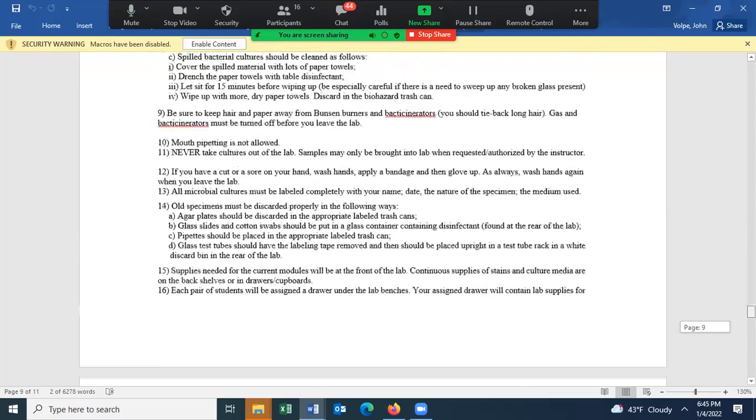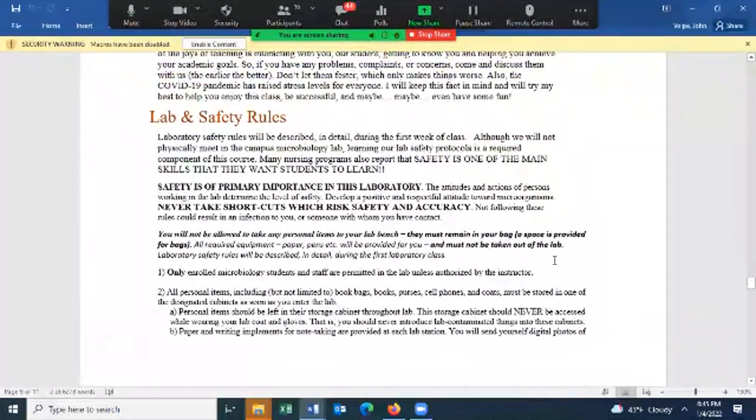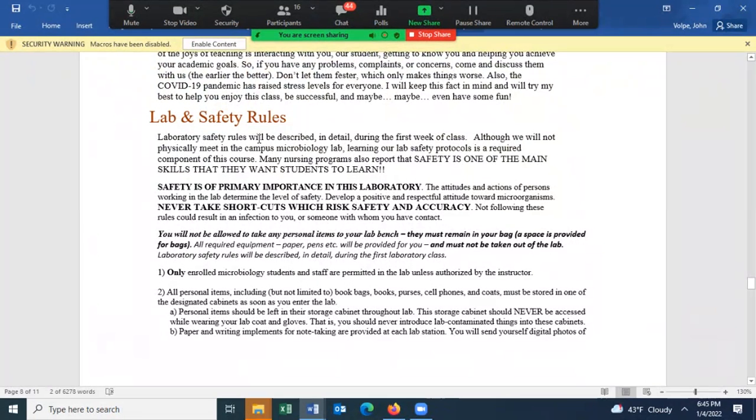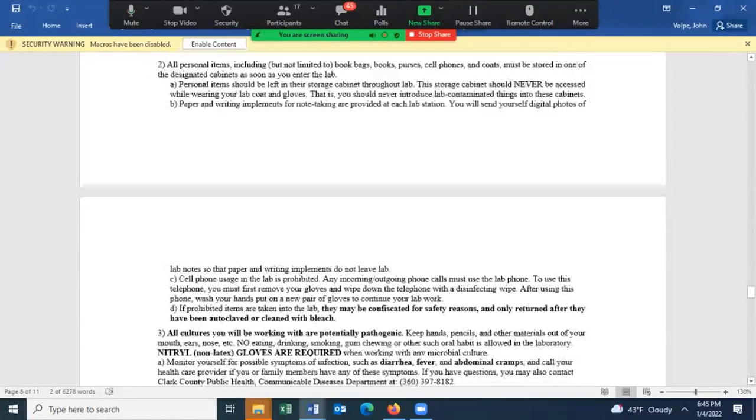All right, so read the laboratory safety. You will be quizzed on this, and you really should know how to follow laboratory safety because you're taking microbiology, and once you leave and work in a health care facility, you should be following microbiology lab safety rules, so you should read through these. Any questions about any of that? All right, if not, that's the syllabus.